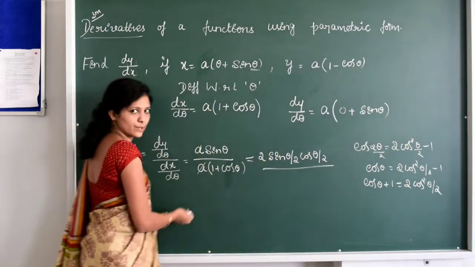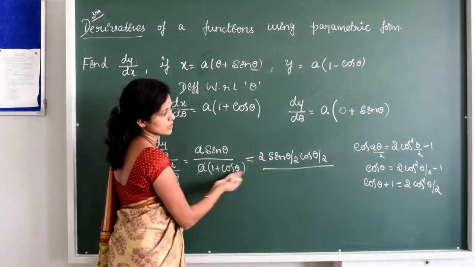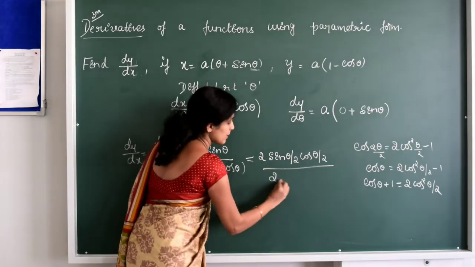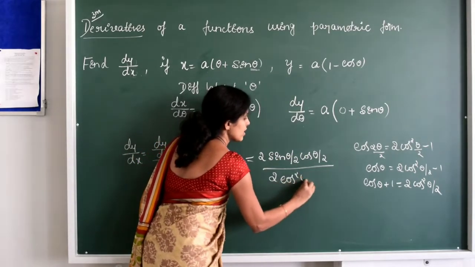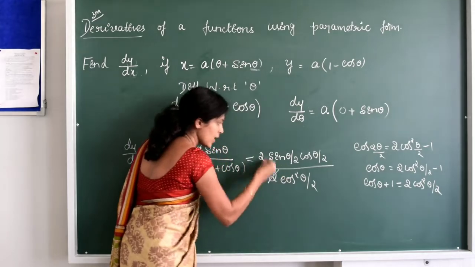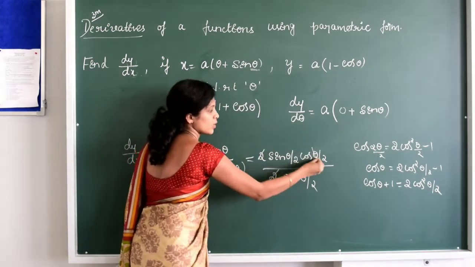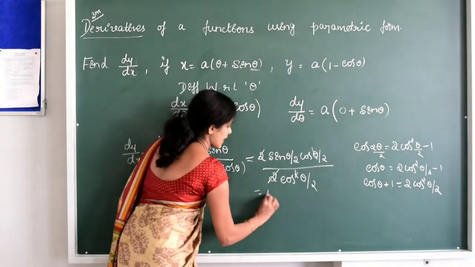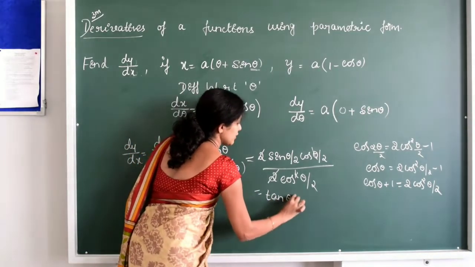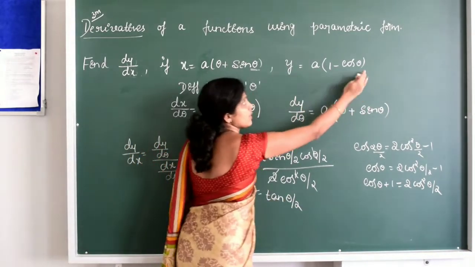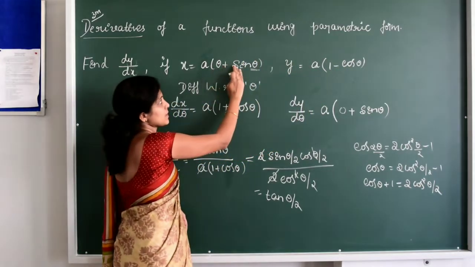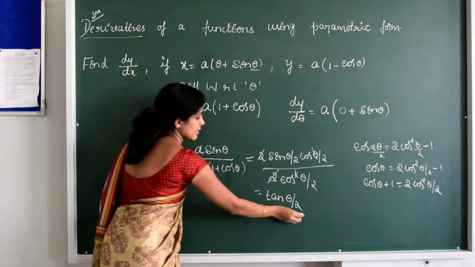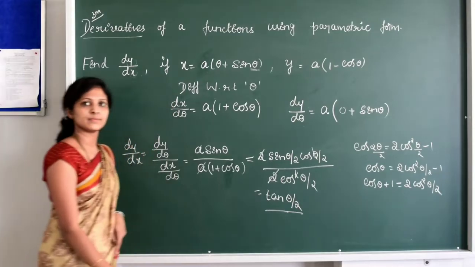So we'll substitute this one. You have studied this one in the first PUC, right? 1 plus cos theta is 2 cos square theta by 2. So that I can cancel 2 and 2. Here one cos and cos will get cancelled. Sin theta by 2 divided by cos theta by 2 will be equal to tan theta by 2. So the derivative of the function, this one, with respect to x, for x equal to a into theta plus sin theta, will be equal to tan theta by 2. Remember this.